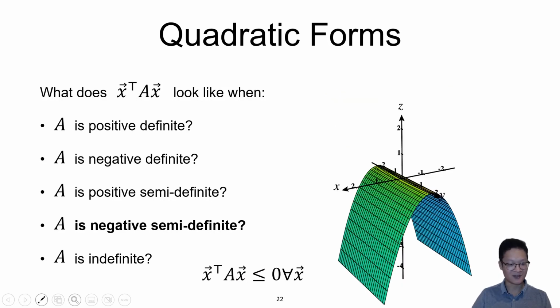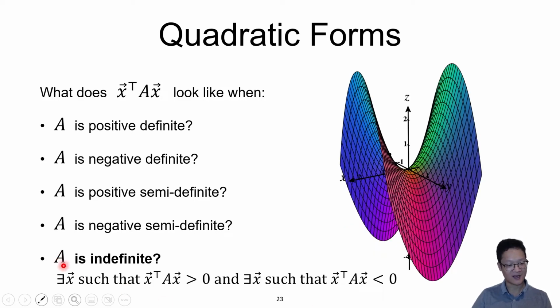Similarly, for negative semi-definite A, we have kind of a parabola opening down, and the function is only a parabola in one of the directions, but not in others. If you have more variables, then some directions are paraboloids and other directions are flat. And finally, for A being indefinite, the quadratic form looks like a parabola that opens up in some directions and a parabola that opens down in other directions.